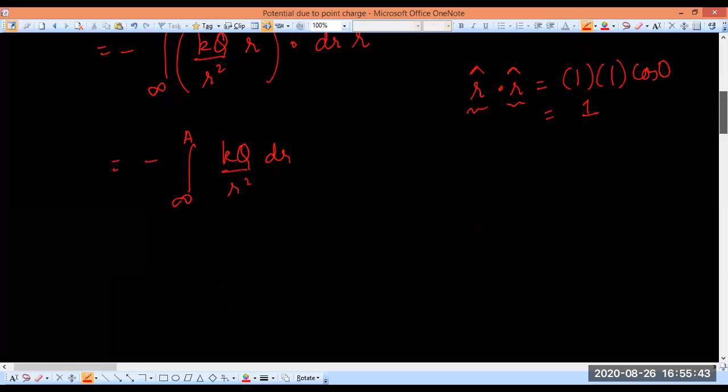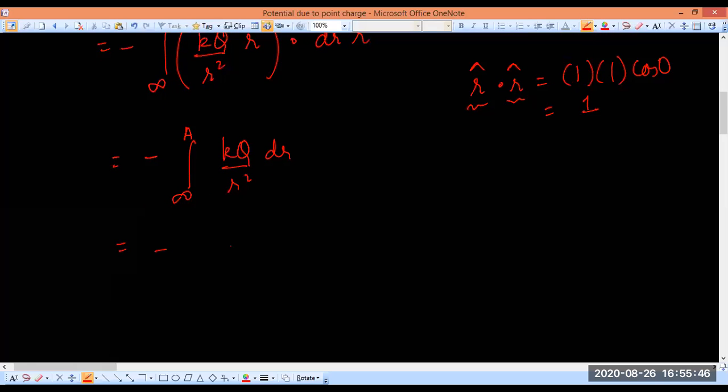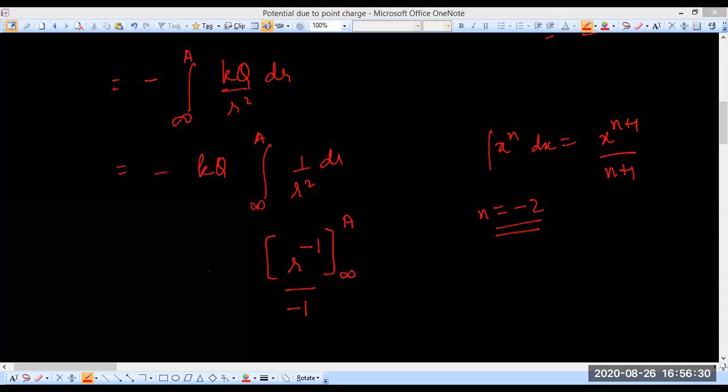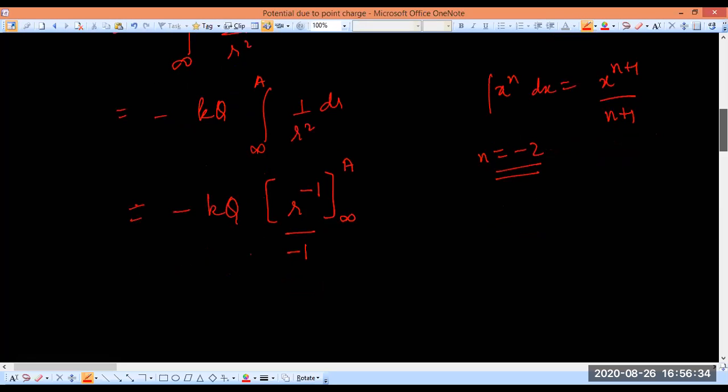Clear? Okay, so this is equal to minus kq outside, the constant, since the charge is not changing. Integral from infinity to A of 1 by r square dr. I hope everyone remembers this formula: integration of x raised to n dx is equal to x raised to n plus 1 upon n plus 1. So let's use that here. The power is minus 2. So this will be r raised to minus 1 upon minus 1, because n is minus 2. So finally this becomes minus kq into this, minus minus plus.